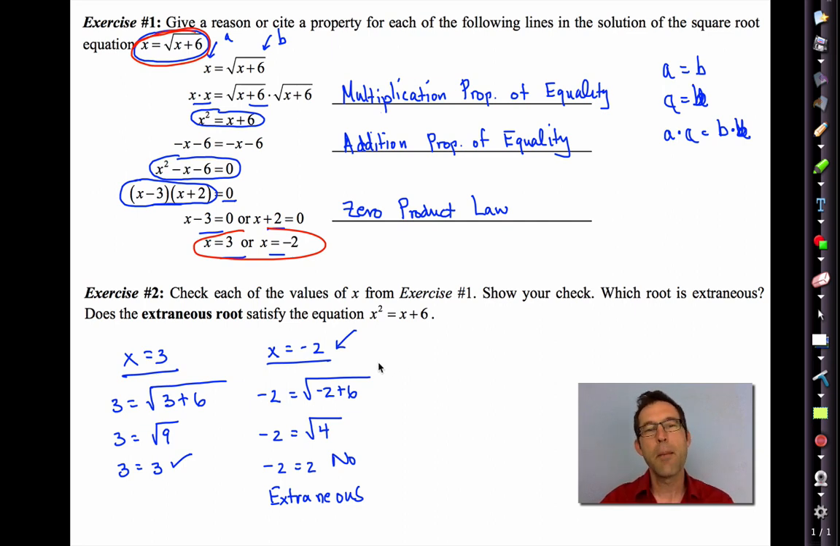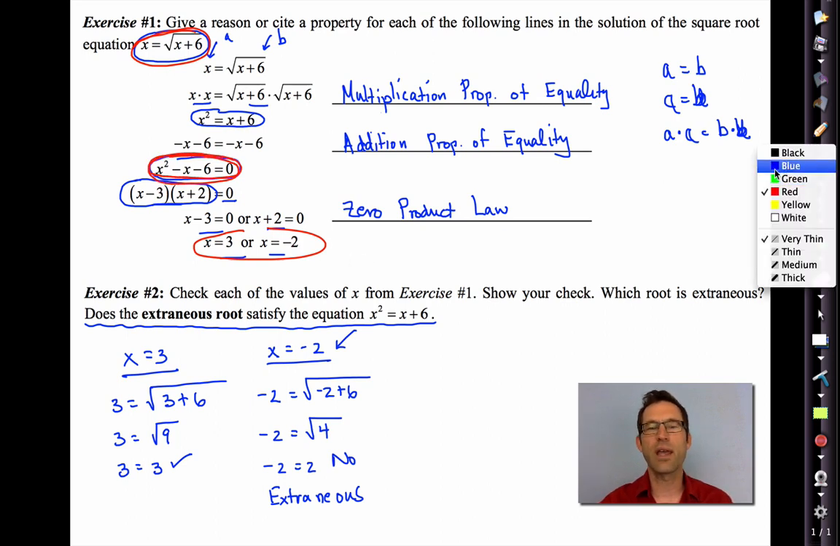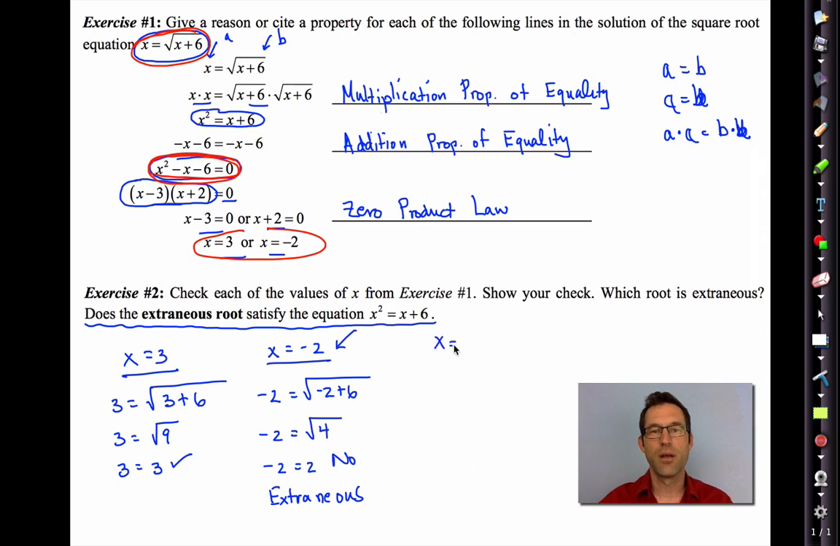Shouldn't be there. But the second part of this question asks, does the extraneous root satisfy this equation? This equation that was produced by using these properties of equality. Well, check it for a minute. See if this checks in this equation. Take a moment. Well, let's take a look. Negative 2 squared equals negative 2 plus 6. Negative 2 squared is 4. Negative 2 plus 6 is 4. So yes. So that's weird.